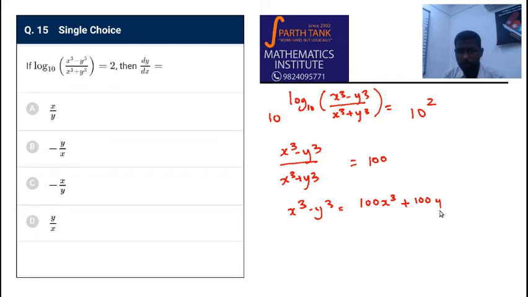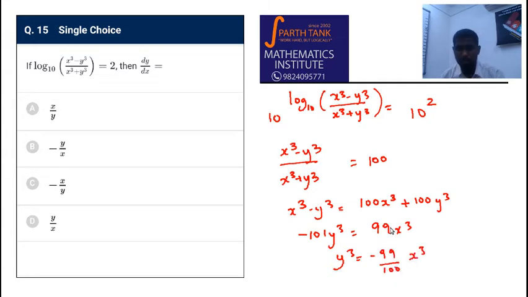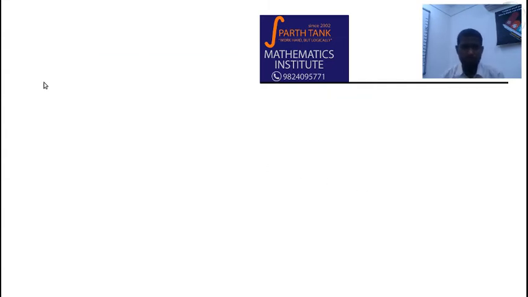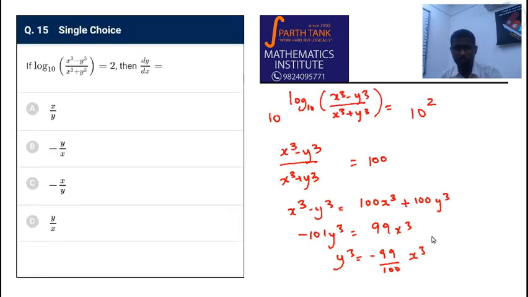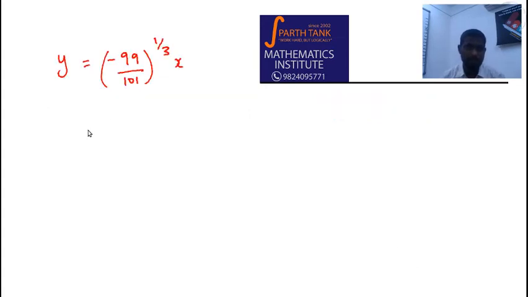Alright, and then rearrange this and get a relationship between x cube and y cube: x cube minus y cube is 100 x cube plus 100 y cube, or minus 101 y cube is 99 x cube, or y cube is minus 99 by 101 x cube, which can be written as y is equal to minus 99 by 101 the whole power 1 by 3 into x. We have just taken a cube root on both sides. This is a straight line. Now try to find dy by dx.